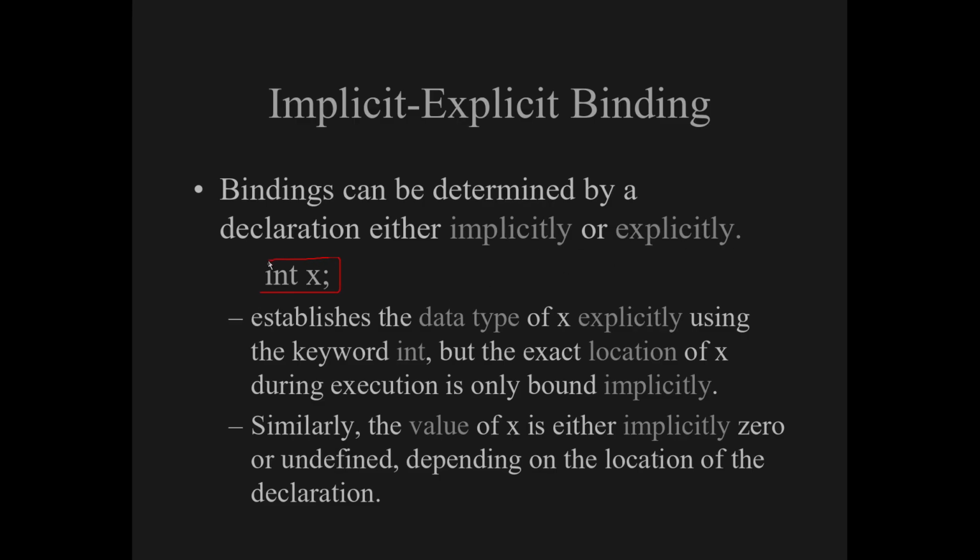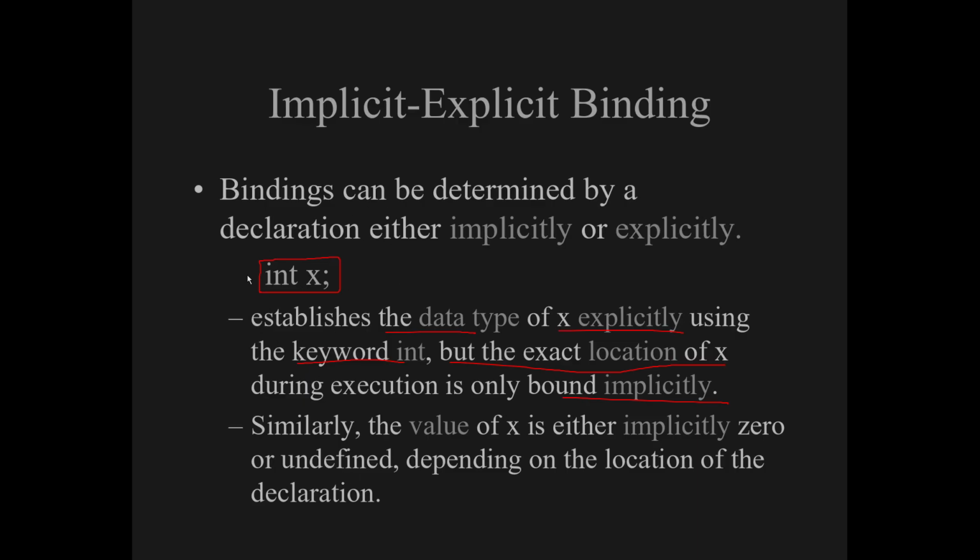So this is explicitly saying that the type of x is integer. This declaration establishes the data type of x explicitly using the keyword int, but the exact location of x is only bound implicitly. So we don't know where exactly in memory x will be. That's up to the compiler, not us as the programmer. And similarly, the value of x is either implicitly 0 or undefined, depending on the location of the declaration.